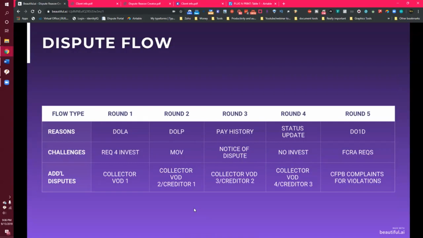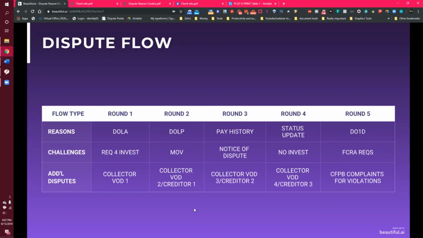For example, for round 1, if we're starting with date last activity, then your challenge would be a request for investigation. So your letter is going to be a request for investigation with your reason being date last activity. Additional disputes on round 1 would be a collection VOD 1. Collector VOD 1 means a validation letter 1 to the collection agency, the third party. Round 2 reason would be date last payment. Your challenge would be method of verification, and additional disputes would be the collection VOD 2 and your creditor dispute 1.